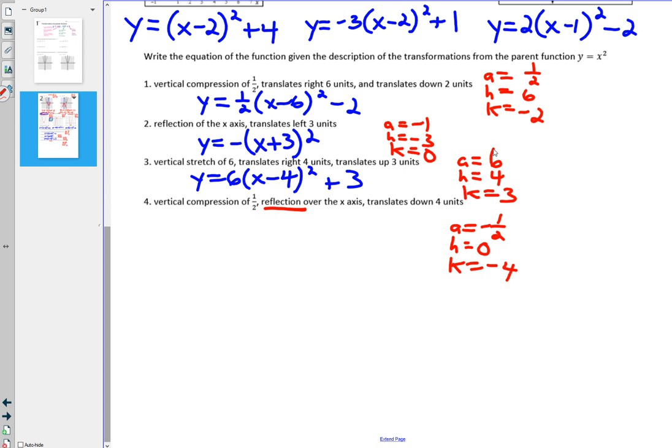Okay, here's an interesting one. Y equals, when H is 0, what don't we need? Parentheses is good. Negative 1/2 of x squared minus 1. When there's no H, there's no need for parentheses.